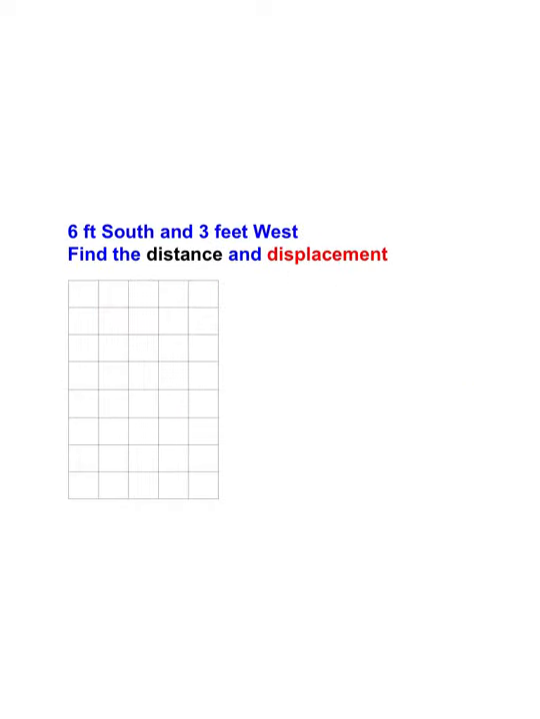Here I have a different example, okay? So I have 6 feet south and 3 feet west. So I'm going down and to the left. So I might want to start up here as my start. So I go 1, 2, 3, 4, 5, 6, and that's 6 feet. And 3 to the west. So I go 1, 2, 3. West is to the left if you're curious.